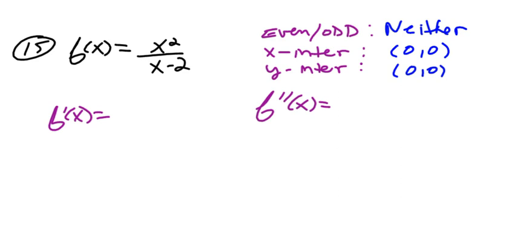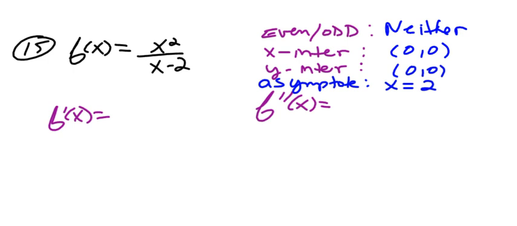But I also have to deal with something else because it's a rational expression. I have a vertical asymptote when the denominator is undefined. So I'm going to have an asymptote when x equals 2.